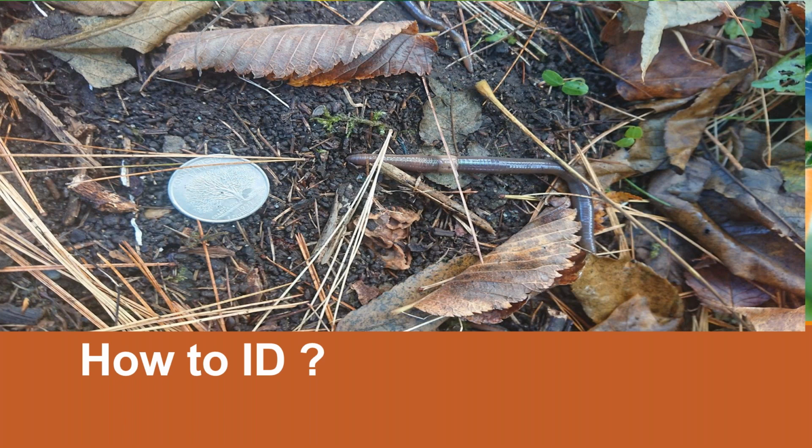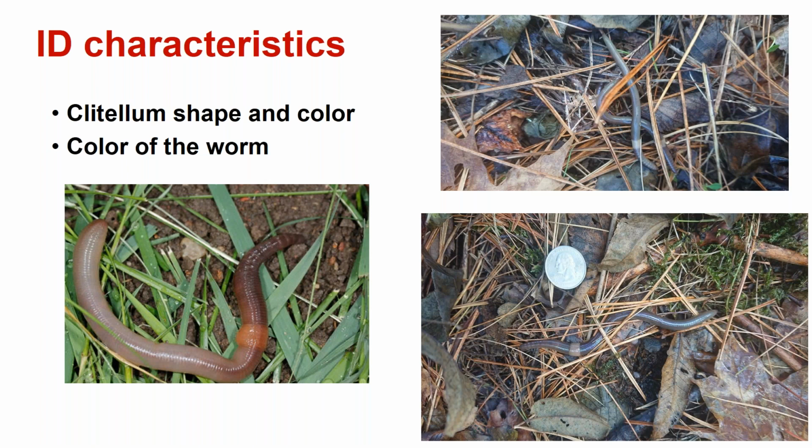So how to ID? Because a lot of times when you find earthworms, you're like, oh, this is a crazy Asian worm, especially if you hear all the news everywhere. So how to ID them? The first thing you need to look at is the clitellum, which is present only in an adult worm.